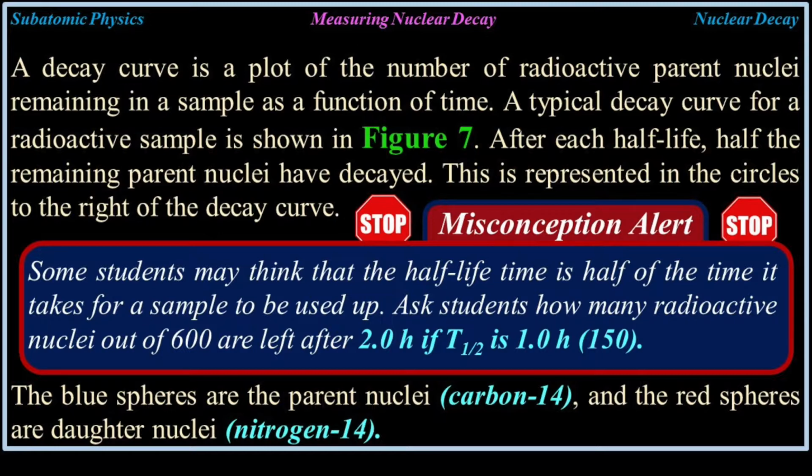Some students may think that the half-life time is half of the time it takes for the sample to be used up. Ask students how many radioactive nuclei out of 600 are left after 2.0 hours. If the half-life is 1 hour, that would give 150 left over. The blue spheres are the parent nuclei, carbon-14, and the red spheres are daughter nuclei, nitrogen-14.